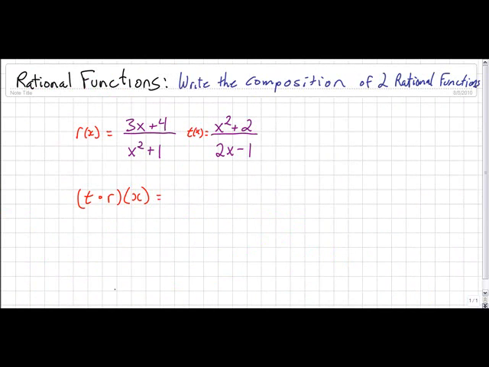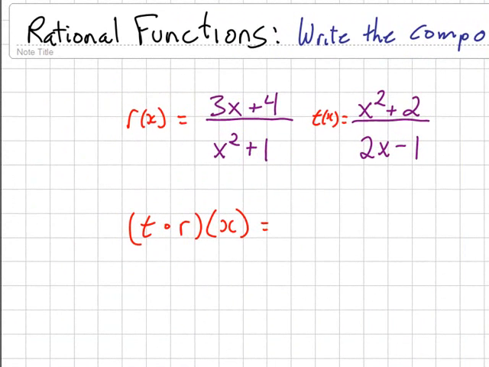Rational functions. Write the composition of two rational functions. Here we have r of x equaling 3x plus 4 over x squared plus 1, and t of x equaling x squared plus 2 over 2x minus 1. Take t composite of r of x. Basically that is the same as saying we essentially want t of r of x. So we start from the inside out.